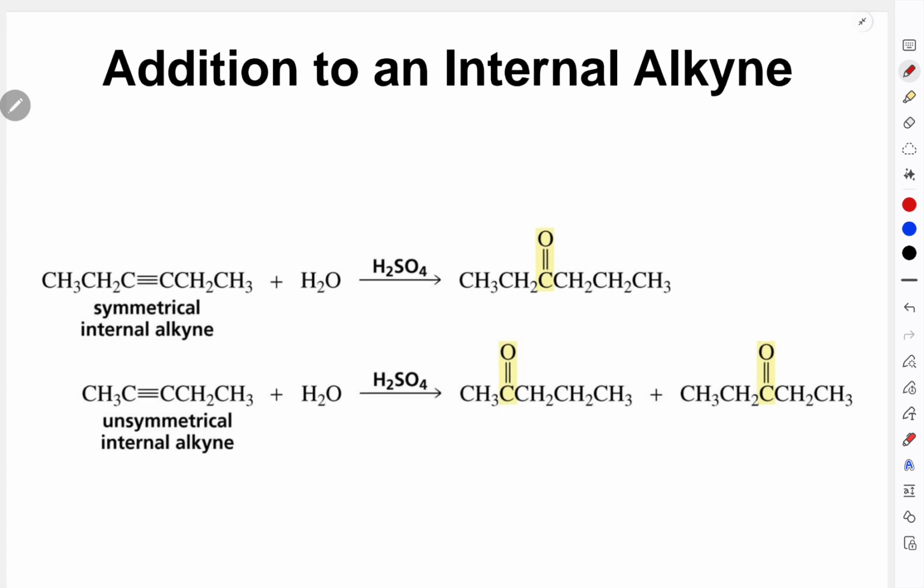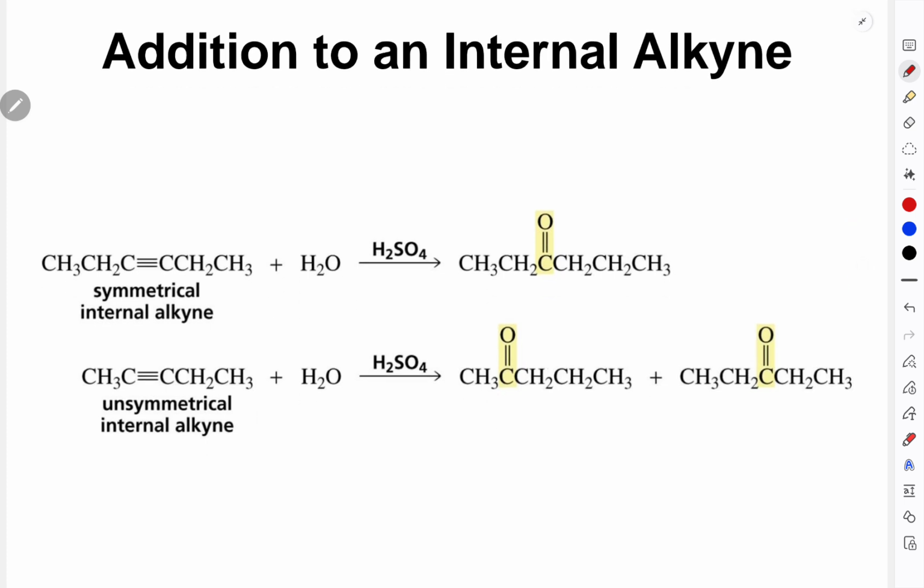The same mechanism will take place. You get, in this case, one single product, the keto form, since this is a symmetrical case. But in an unsymmetrical case, you can expect to have two different ketones, because there are two different possibilities, formulating this enol.